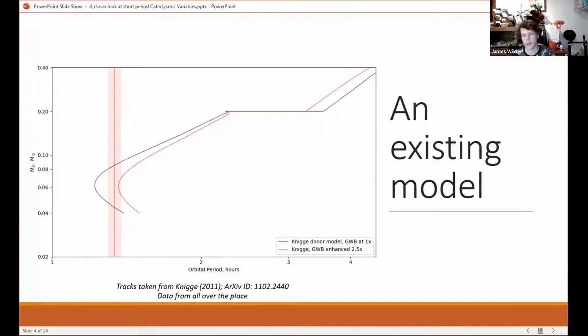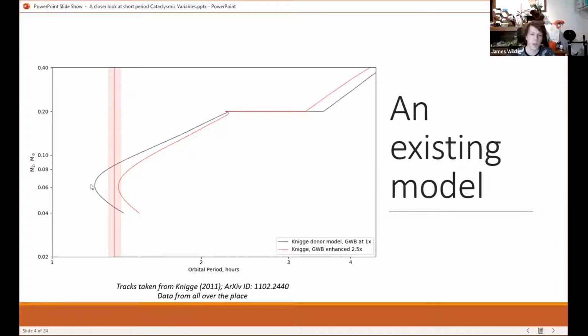The donor comes back into contact again, and your mass transfer picks back up at a period of about 2.5 hours. That used to be taken to mean that at short periods, they should only be losing momentum through gravitational waves. But for various reasons, we don't really think that's the case anymore.